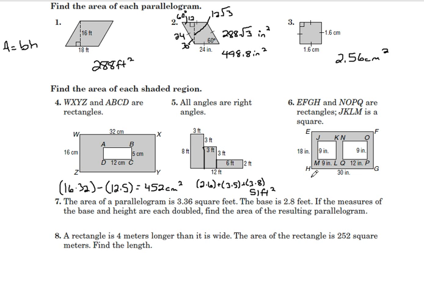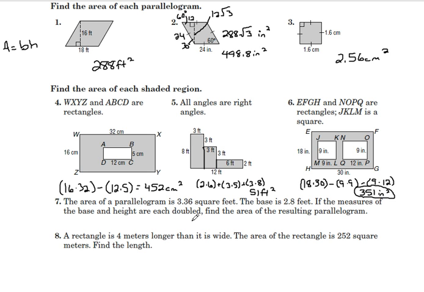Okay, and number 6, large rectangle, 18 by 30. So we'll put that down. I'm going to subtract away the 2 smaller rectangles, or parallelograms, whatever you want to call them. 9 by 9 and minus 9 by 12. Okay, and then that comes out to 351 square inches.